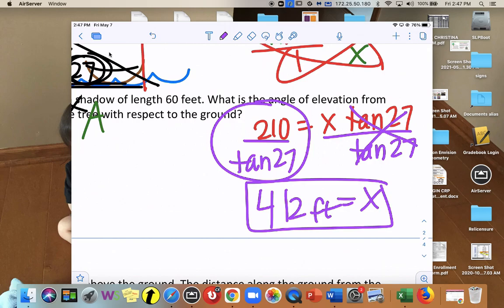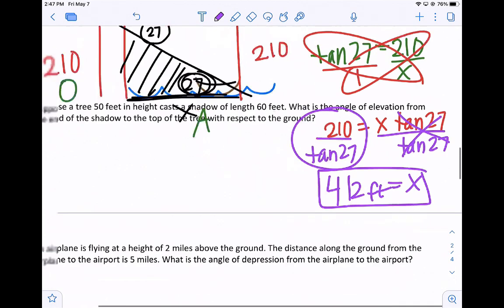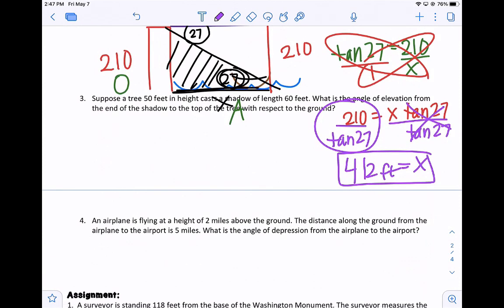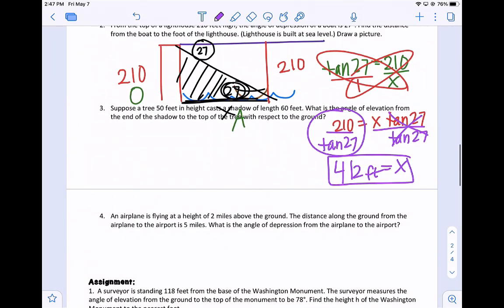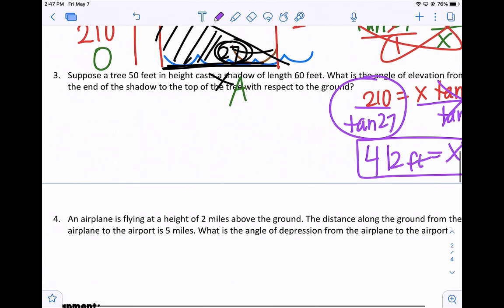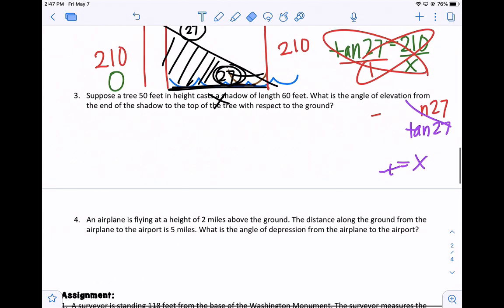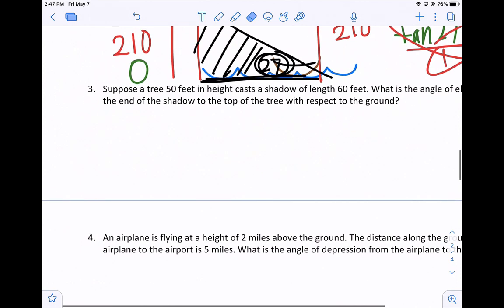Okay, let's take a look at two more examples of angle of elevation and angle of depression. Oh, it's just one more example. No, it's two more. It's two more. Sorry. Okay. So number 3, I guess I wrote in the spot, so I was confused. All right, suppose a tree 50 feet high casts a shadow that's 60 feet long.